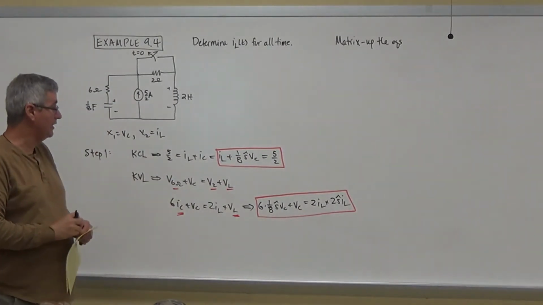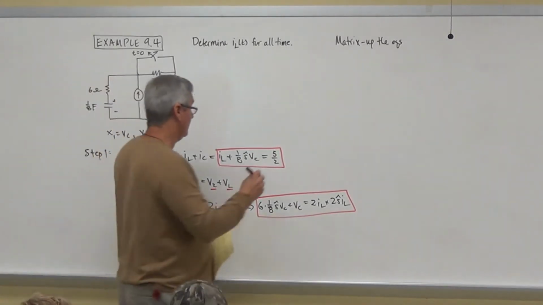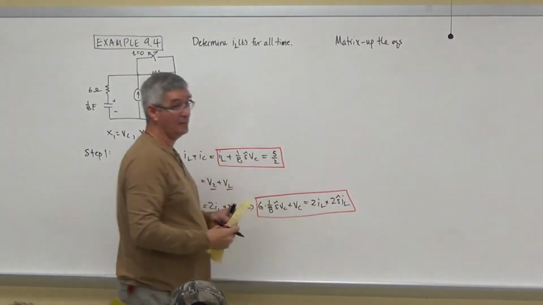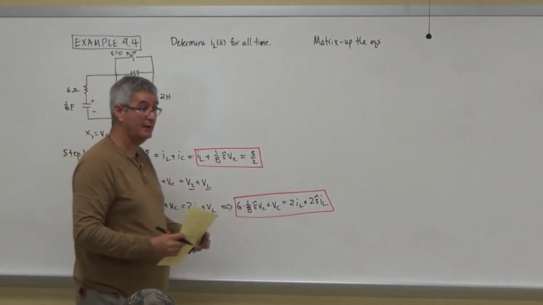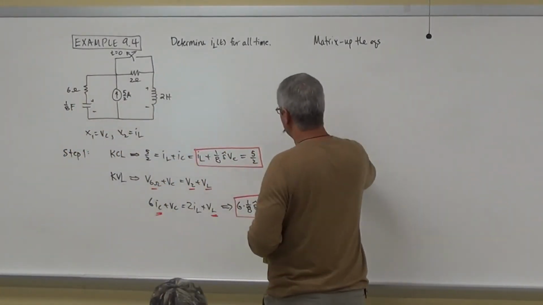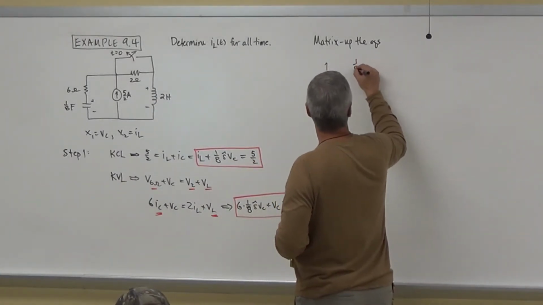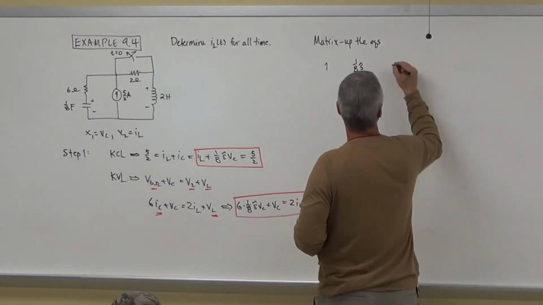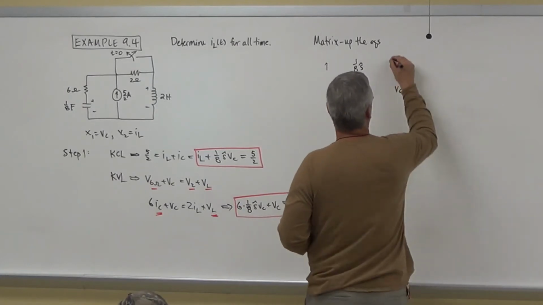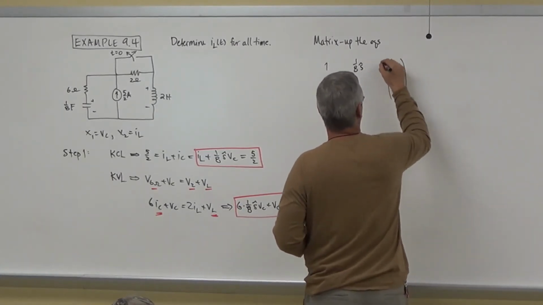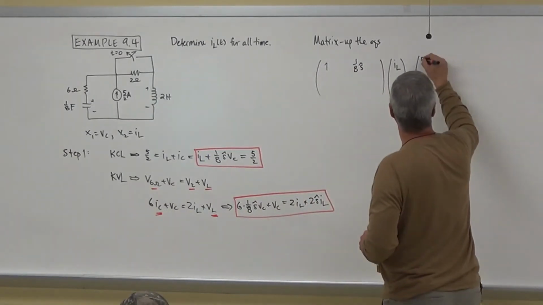I'm going to put IL to be the first variable. So here I go. I'm going to jump now from this right into matrix form. If I do that, this first equation gives me 1, then 1/8 S hat, times IL and VC, then if I look at my source, it is 5 over 2.